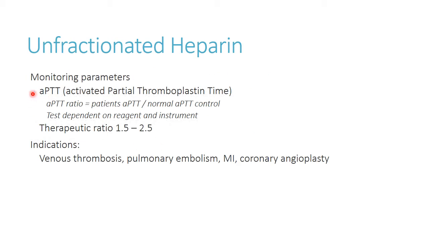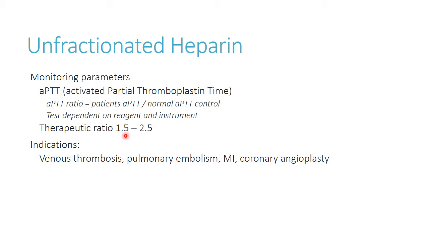So for monitoring, we're going to be measuring our APTT for heparin. Okay, so think unfractionated heparin, think regular heparin. APTT is the monitoring parameter we're going to be looking at. Basically, you're looking at a ratio here: the patient's APTT in comparison to a normal APTT control, and you're typically looking at getting about 1.5 to 2.5 times that ratio, right? So you want them to have a longer time to clot when you actually do that test. And so this is the main thing we're going to be looking for here.